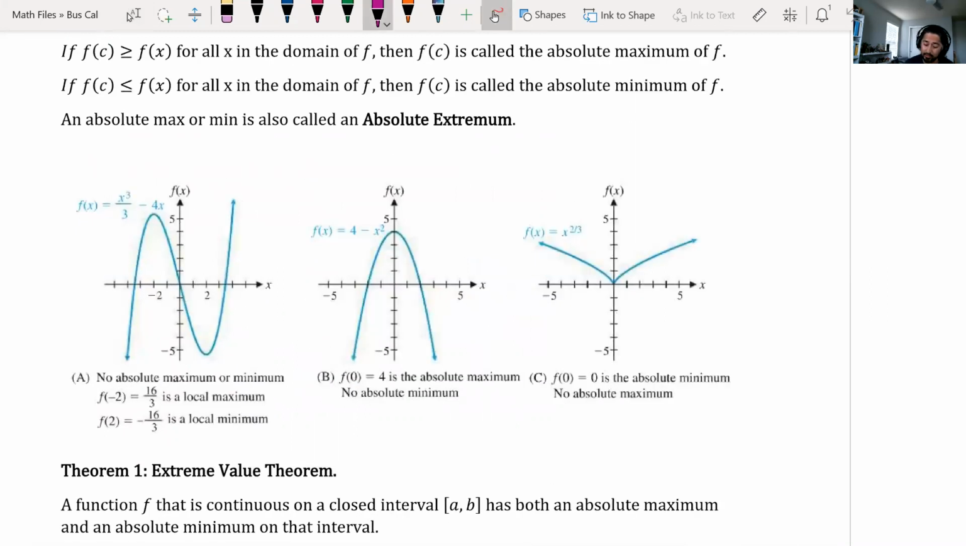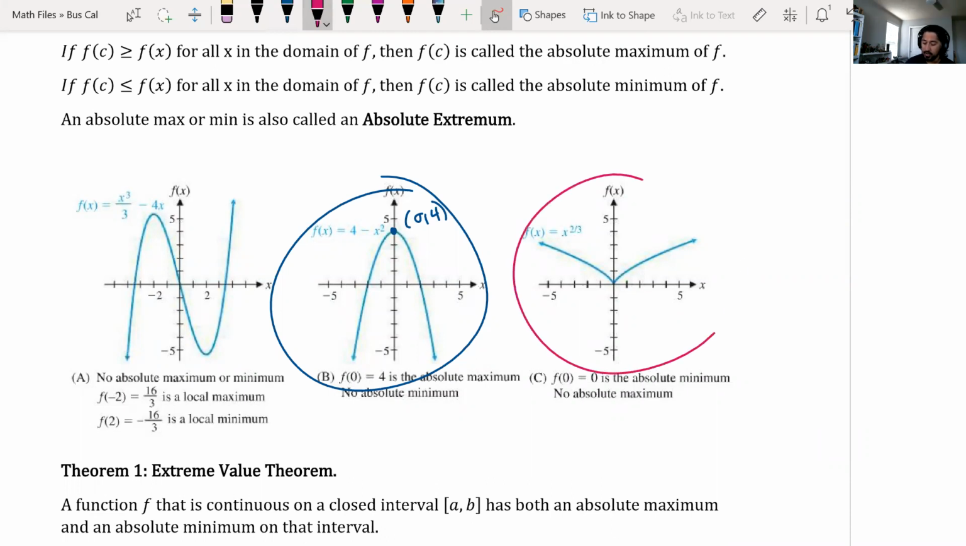And the second graph would be an example of an absolute maximum. This point here, which is when y is 4 and x is 0, so this point (0, 4), would be considered the absolute maximum. It is the highest point on the graph. And then the third graph would represent an absolute minimum, the absolute lowest point on the graph, and this would be the point (0, 0).